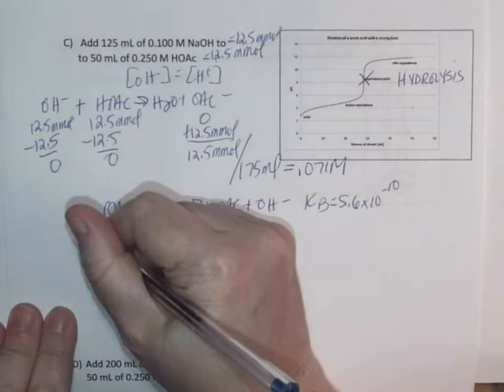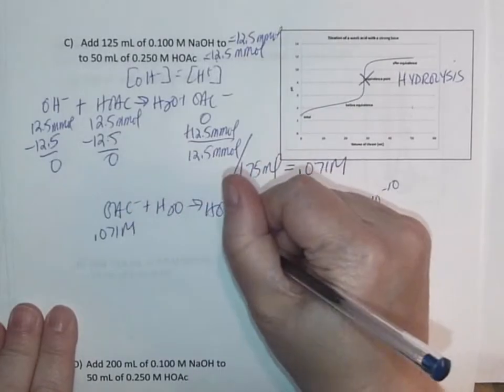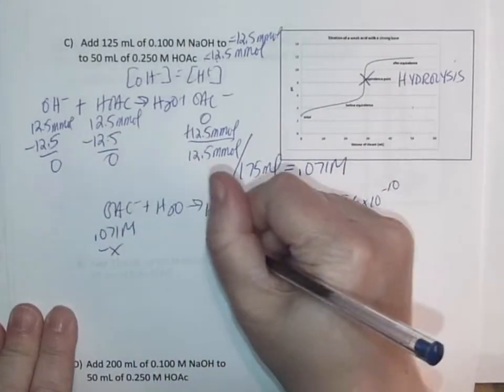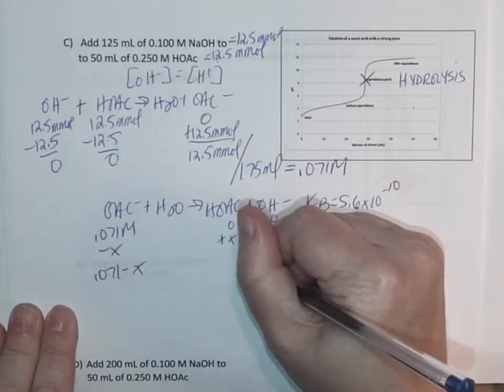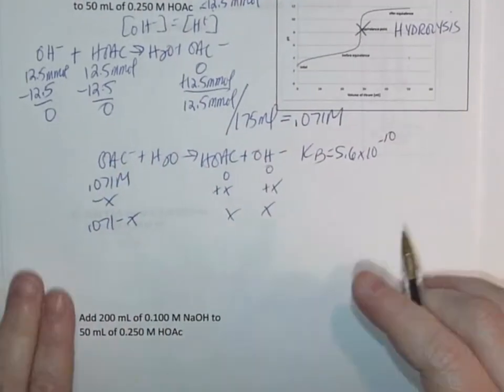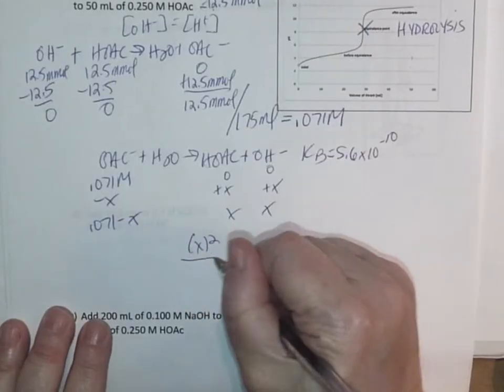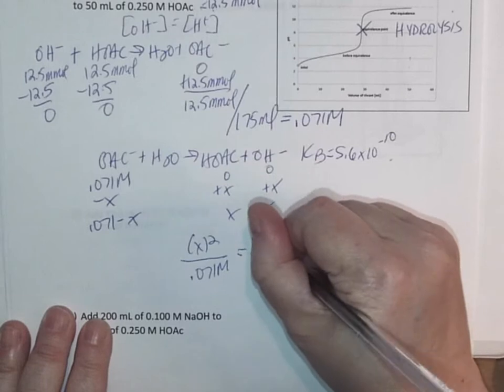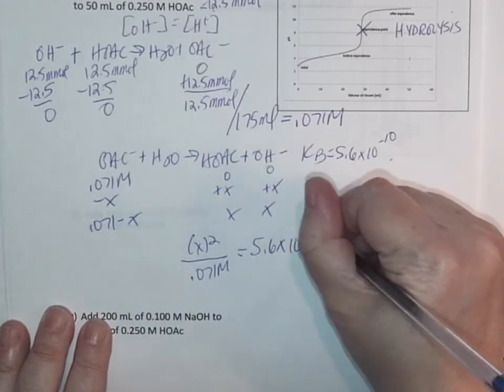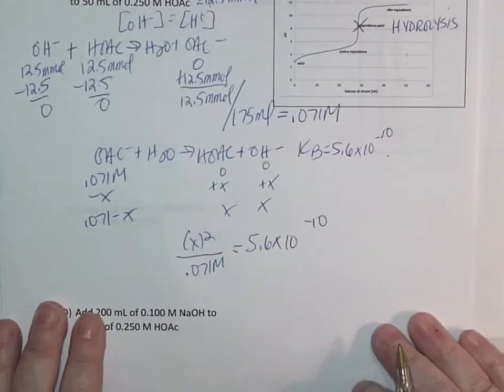My initial concentration, I have it in molarity now. I don't have any of this. This becomes a regular ICE table calculation. All right, and so this now is x squared over 0.071 molar. Lucky I recognized I needed my Kb because a hydroxide was made.